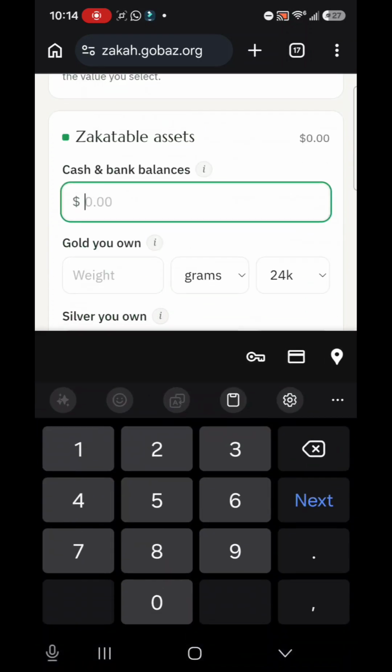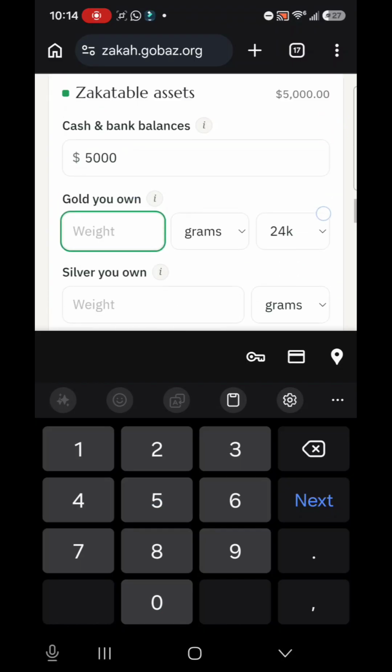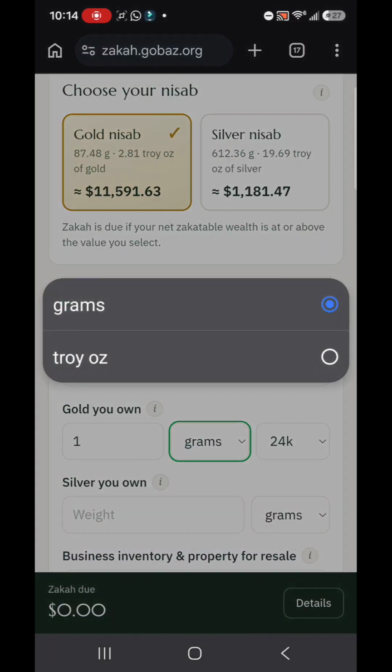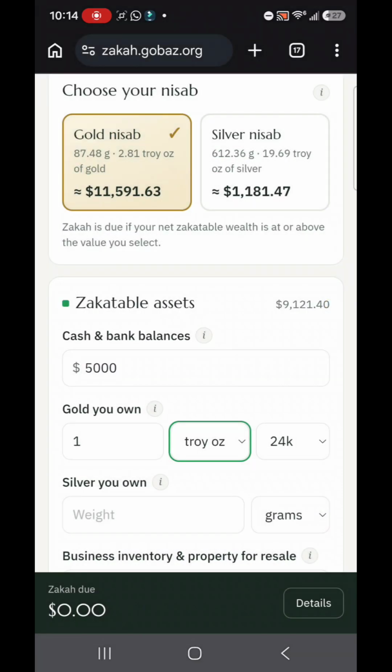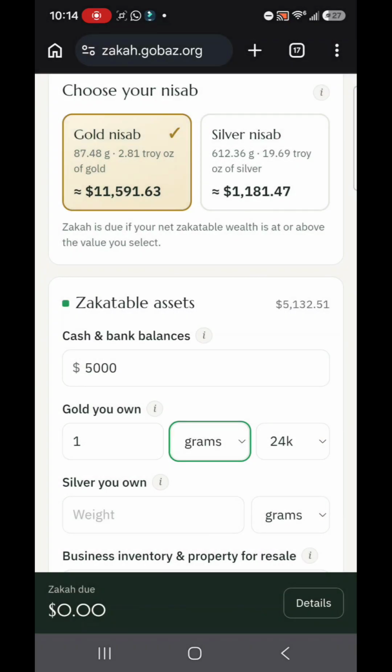So let's say you have cash money in the bank, $5,000. And let's say you have gold. Now, let's say it could be gold coins. If you have one gold coin, of course these come in a troy ounce. Now your asset, the 5,000 plus the 1 ounce of gold is $9,000. If you go by gram, it's way less. But the gram benefits females who have a lot of jewelry.